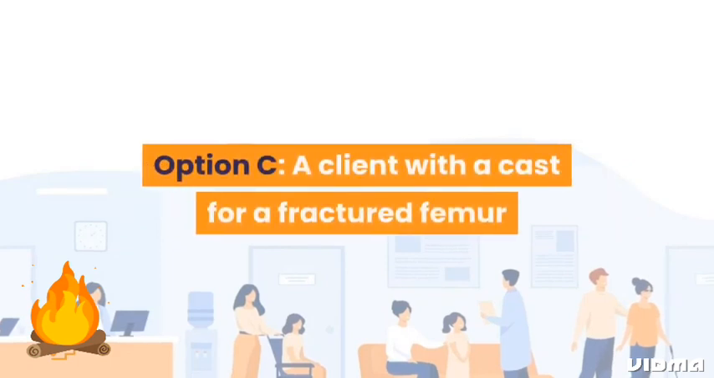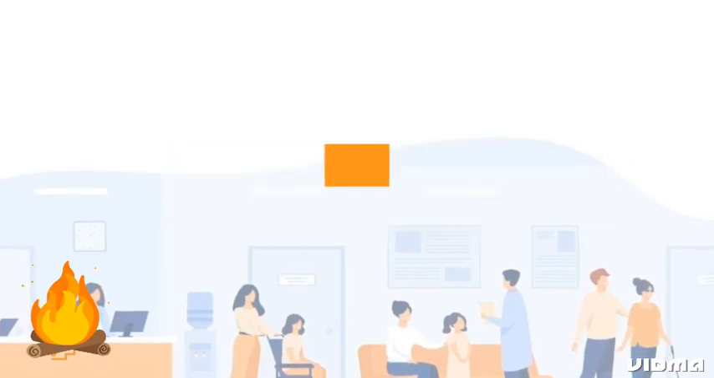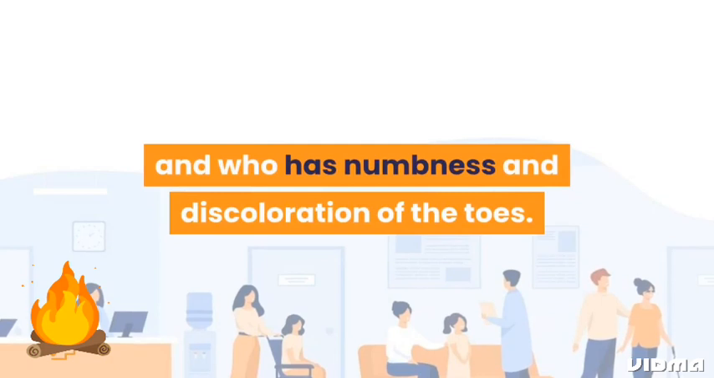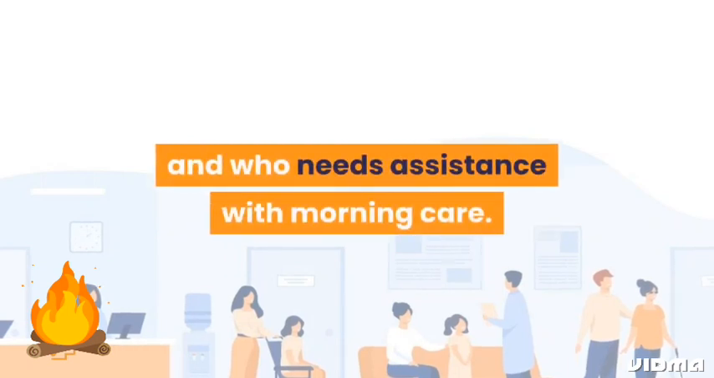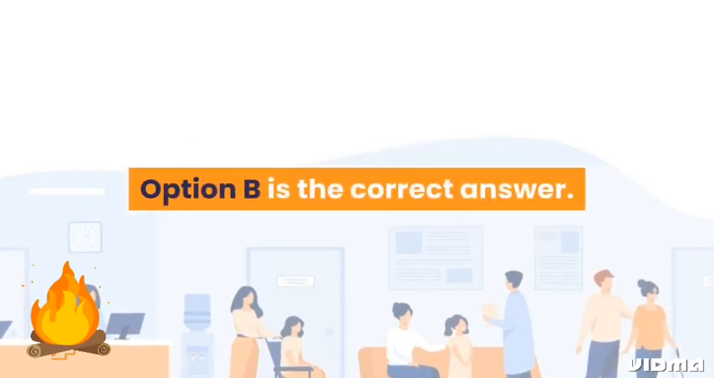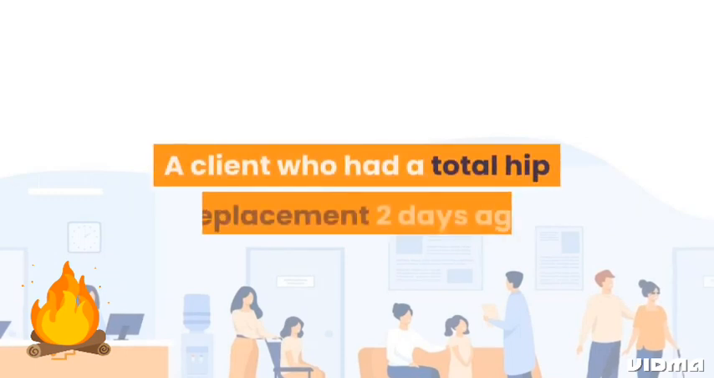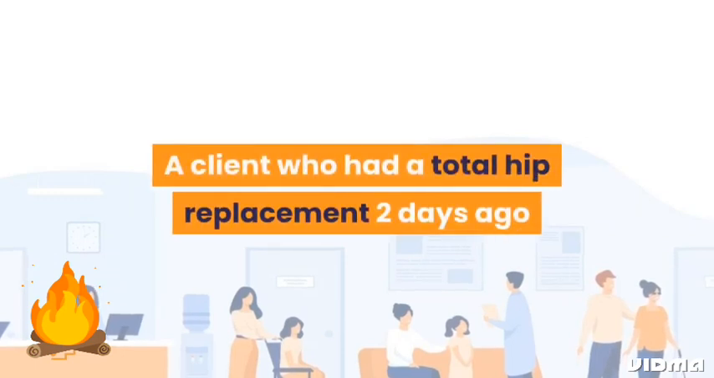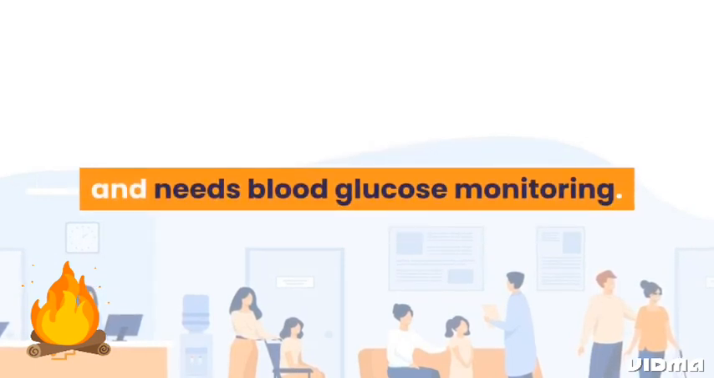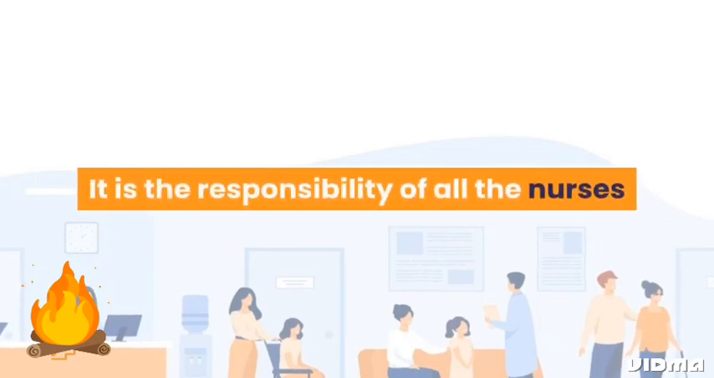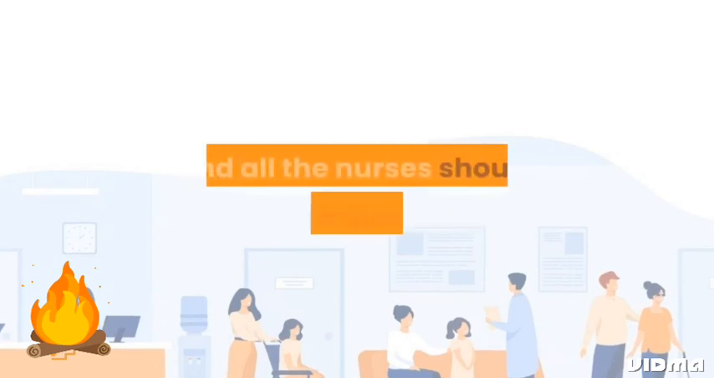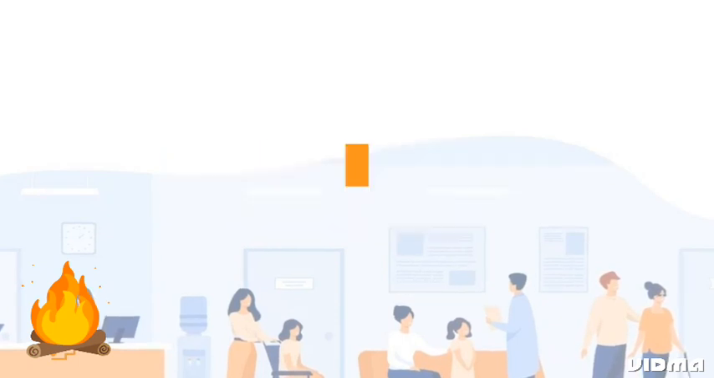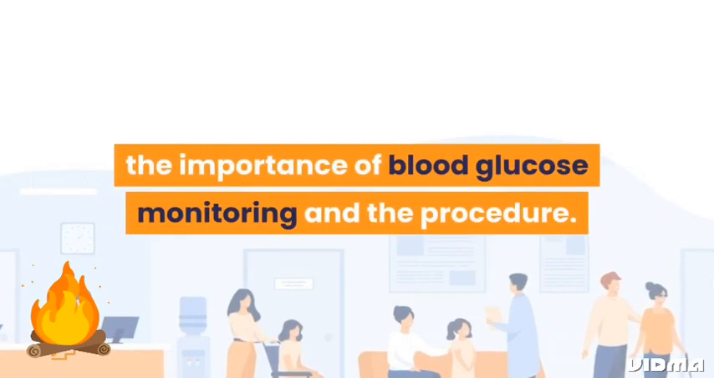Option C, a client with a cast for a fractured femur and who has numbness and discoloration of the toes. Option D, a client with balanced skeletal traction and who needs assistance with morning care. Option B is the correct answer. A client who had a total hip replacement 2 days ago and needs blood glucose monitoring. It is the responsibility of all the nurses to perform the blood glucose monitoring, and all the nurses should be familiar with the importance of blood glucose monitoring and the procedure.